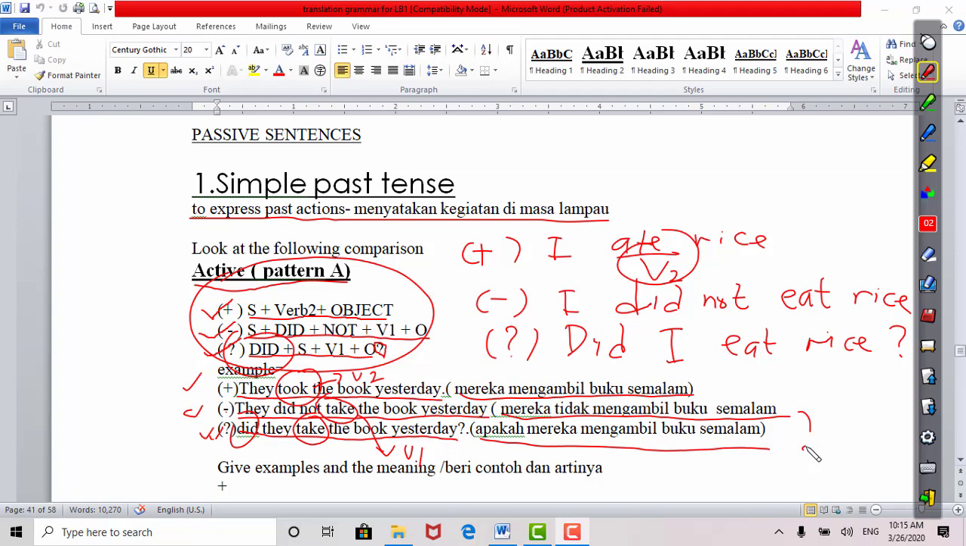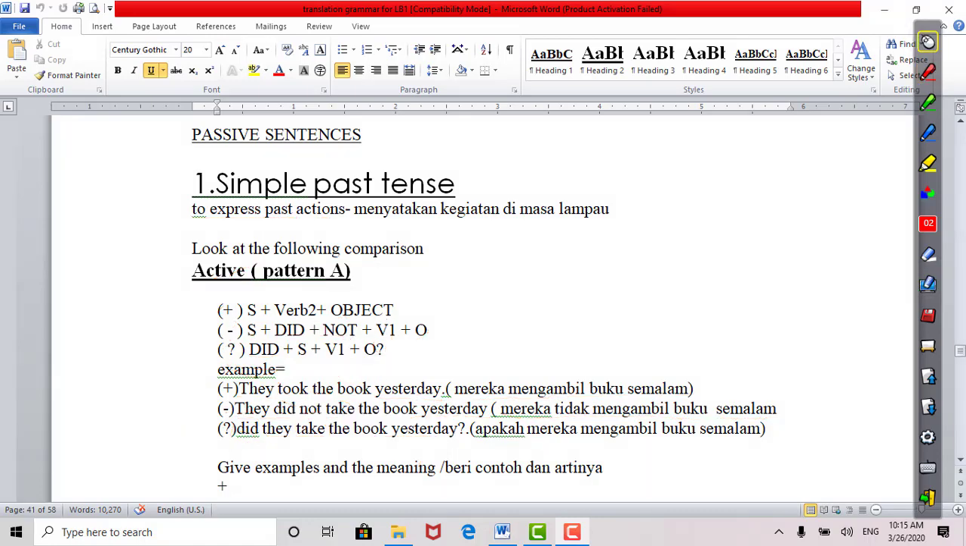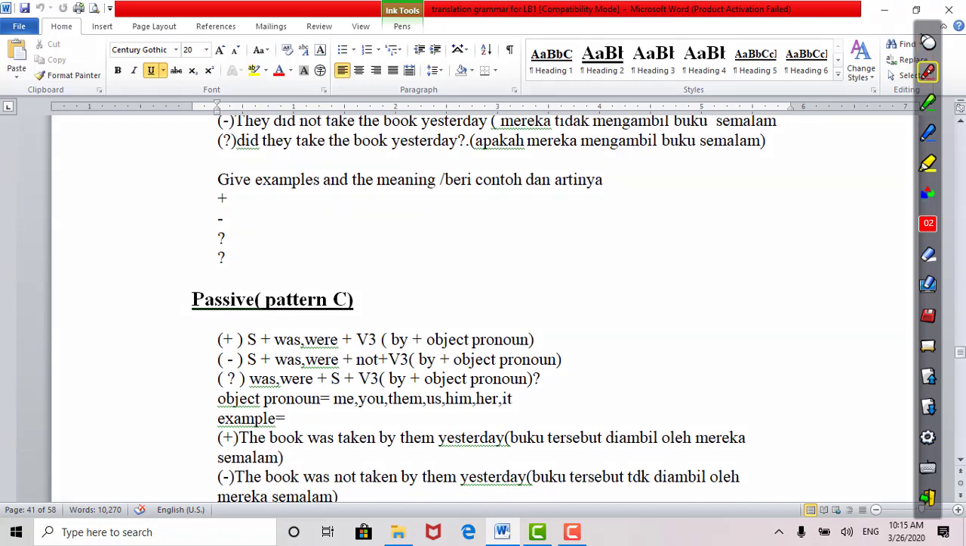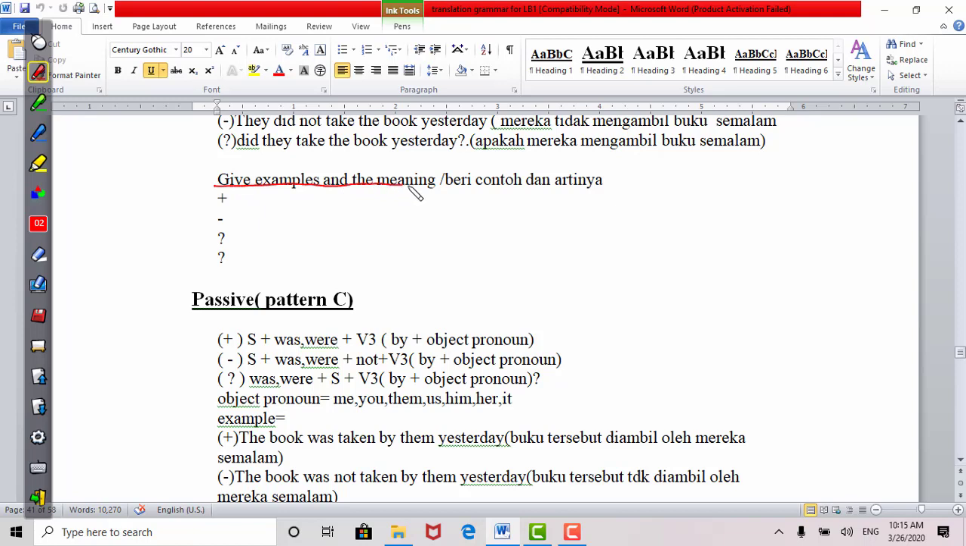Now we go to the next part of this. Alright. Give examples and the meaning. Beri contoh dan artinya. You can write in your book, for example, she made a nice cake yesterday.